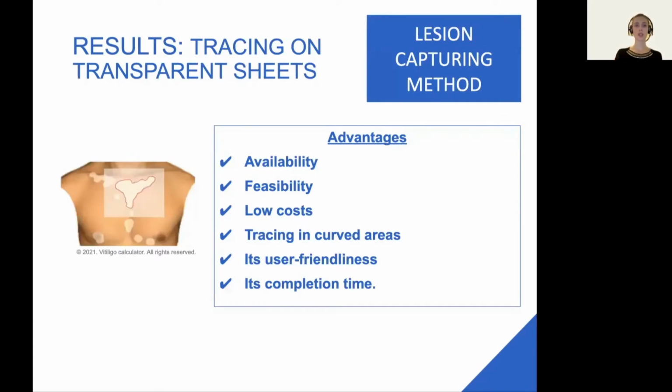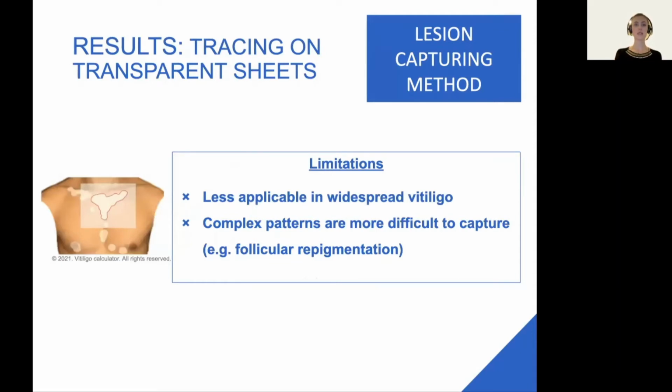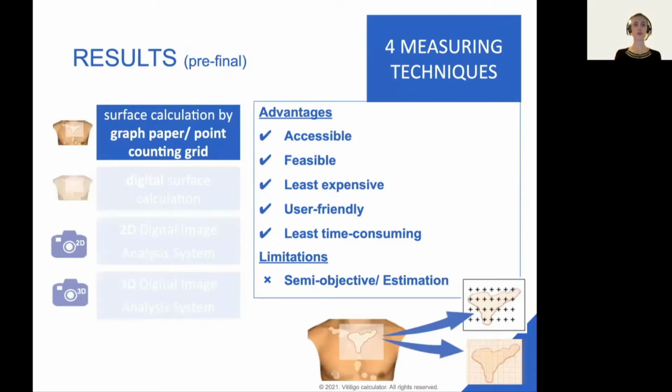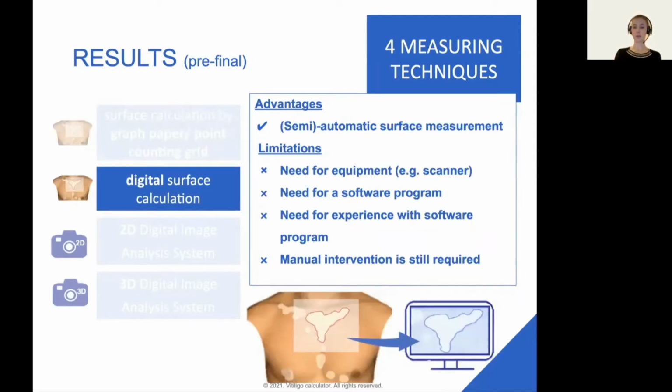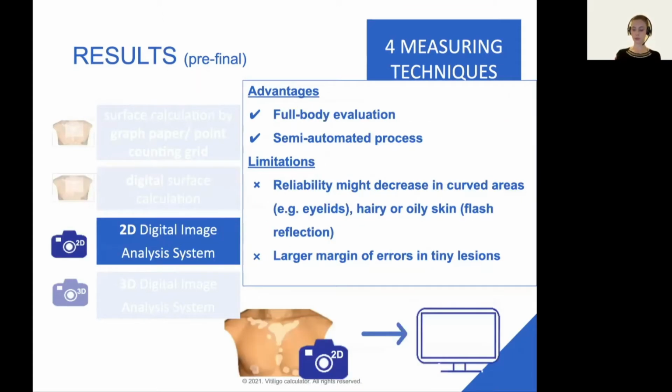The use of transparent sheets is cheap, available for most clinicians, and it takes the curvature of the skin into account. Limitations are that they are less applicable in widespread vitiligo, and complex patterns like follicular repigmentation are more difficult to capture. Based on transparent sheets, you can make use of graph paper to do your calculation, which is of course an easy and inexpensive way. You could also use digital image analysis systems to do your measurements on transparent sheets, for which you will need a scanner and a specific software.